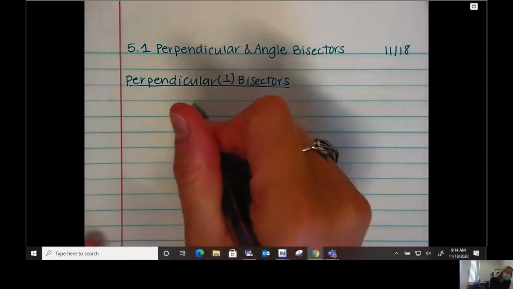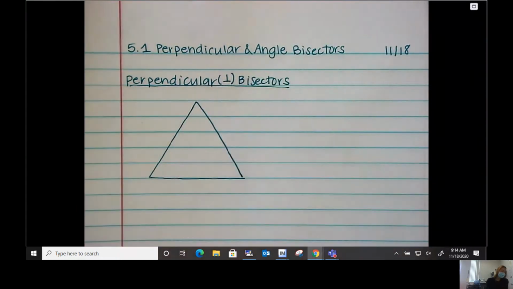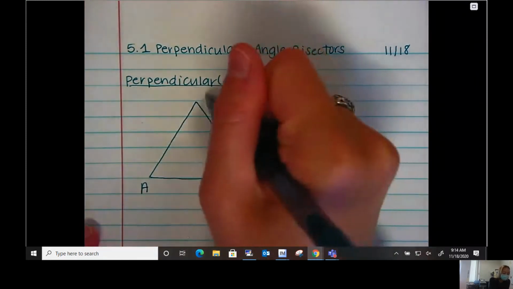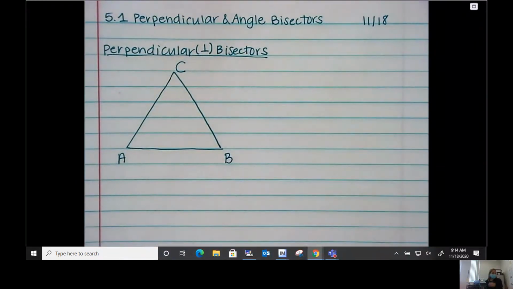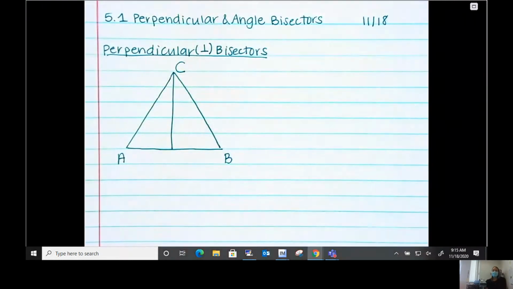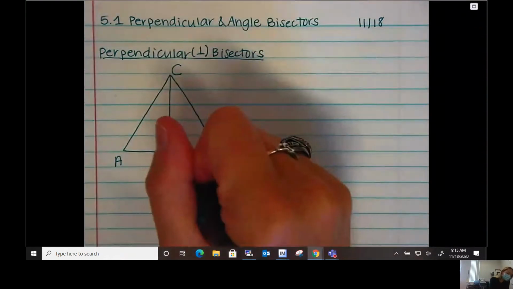Okay, so we're going to draw ourselves a nice big triangle. I'm going to call this triangle A at the bottom on the left, B on the right, C at the top. So I've got a triangle there. And now I'm going to create a 90-degree angle and cut it directly in half. So I'm going to go straight down from C. And this is now going to create two smaller triangles that are exactly the same, which we've seen before. Okay, now it also creates 90-degree angles. I'm going to call this D at the bottom here.